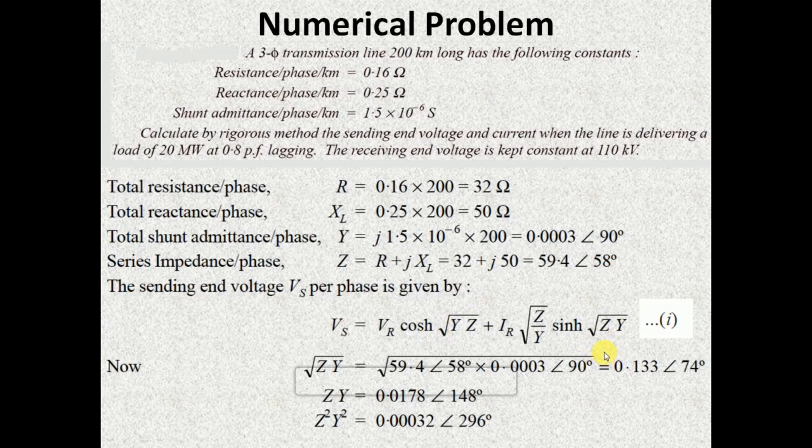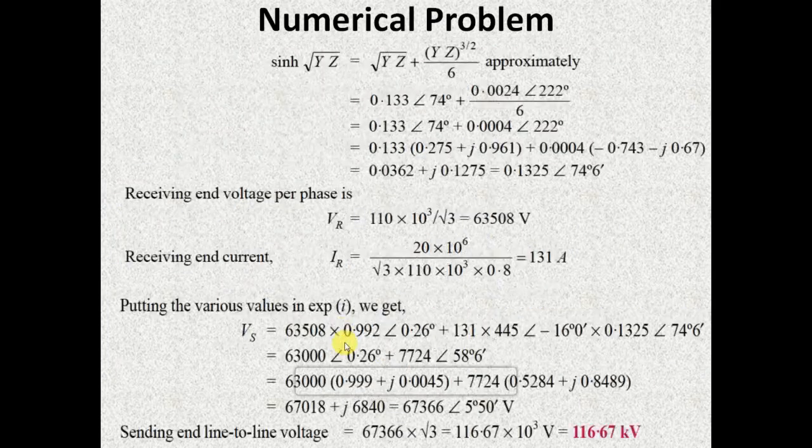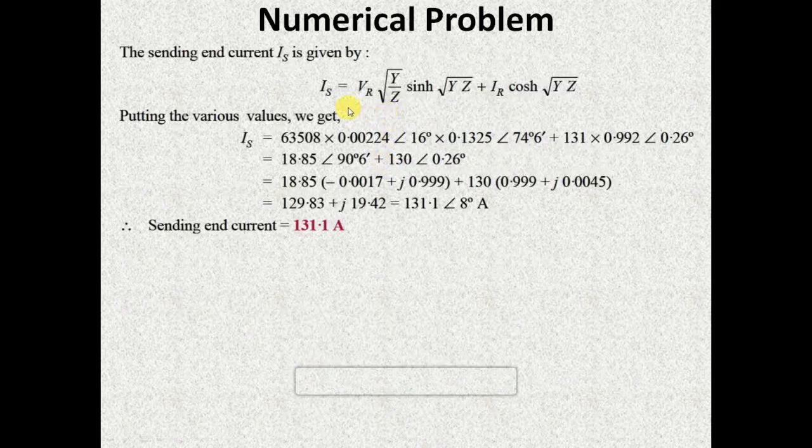Once after determining all these values and making suitable substitutions, we will be able to determine the value of Vs as 67366. This is actually indicating the per phase sending end voltage. In order to determine the line voltage, we have to multiply this per phase sending end voltage by root 3. Similarly, we can determine the value of sending end current by making suitable substitutions in this relation.